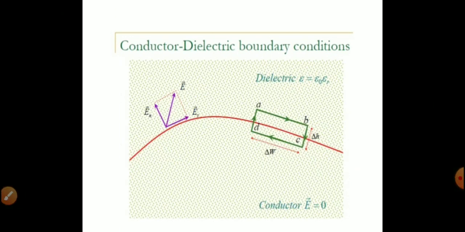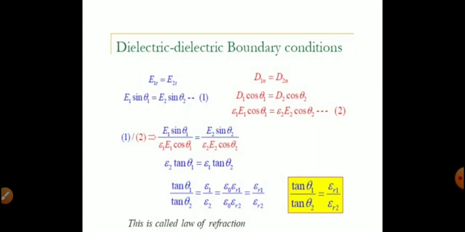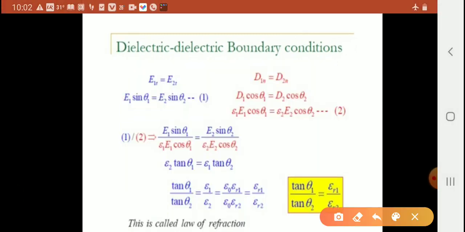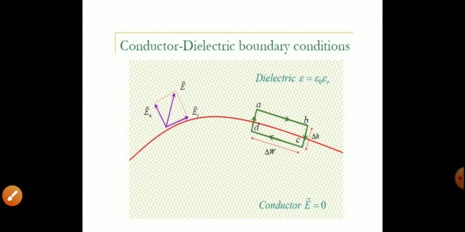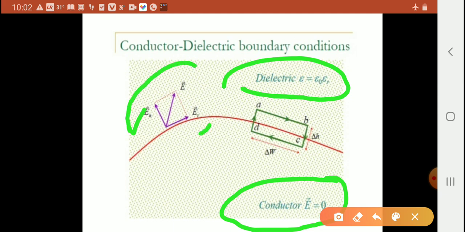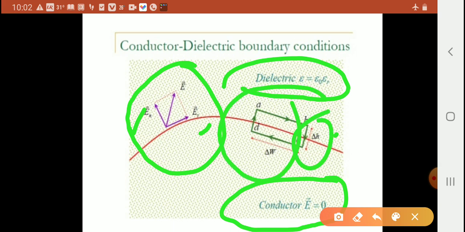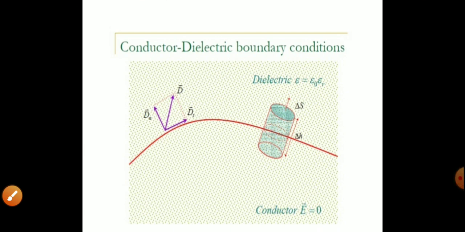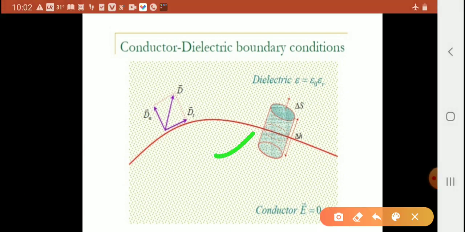Conductor dielectric boundary condition: E1t equals E2t, same process. In the conductor the electric field intensity equals 0. The dielectric permittivity is E equals E0 ER. This is the normal component, the tangential component, and the electric field intensity, with the rectangle A, B, C, D of total width del W and total height del H. For this Gaussian surface, the conductor field E equals 0.